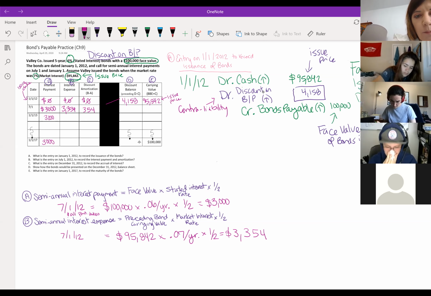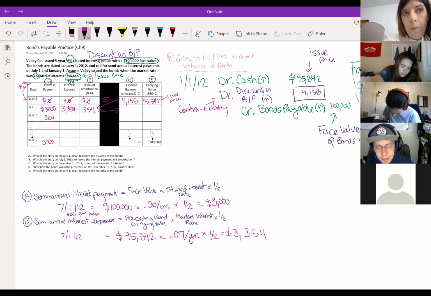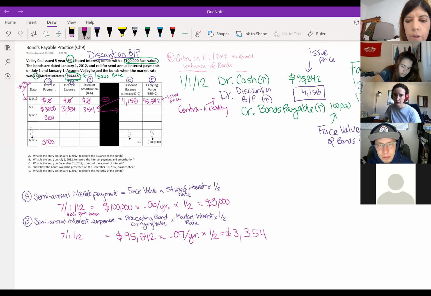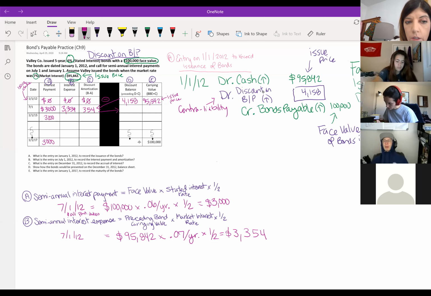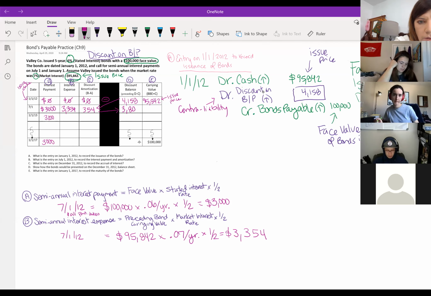Over the life of these bonds, that discount balance is going to slowly be decreasing. So we're going to take the discount balance of 4,158, our initial discount. We're going to subtract the amortization that we took July 1st, 354, to get a new discount balance of how much? 3,804.